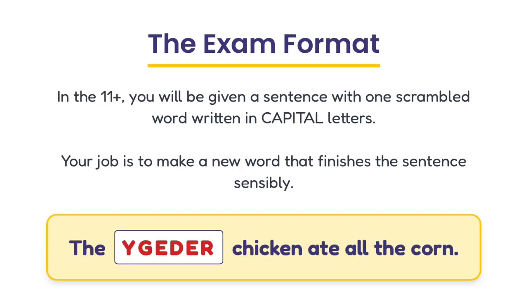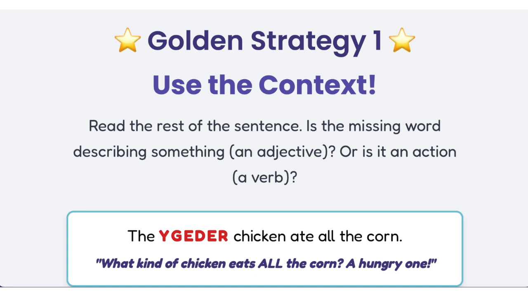In your entrance exams, you won't just get random letters. You will usually be given a sentence with one word written in capital letters. Those letters are scrambled. Your job is to rearrange them to make a new word that finishes the sentence sensibly. Let's look at an example. The YGEDER chicken ate all the corn. To solve these quickly, we need some strategies.